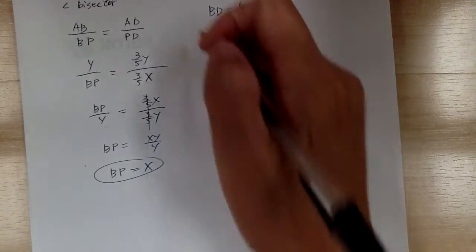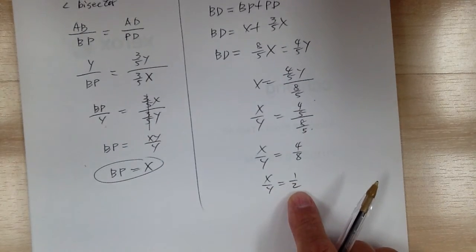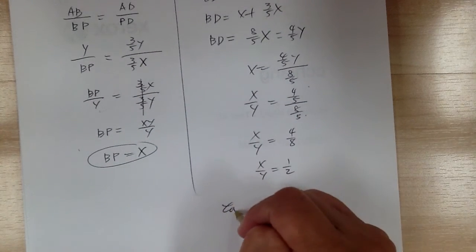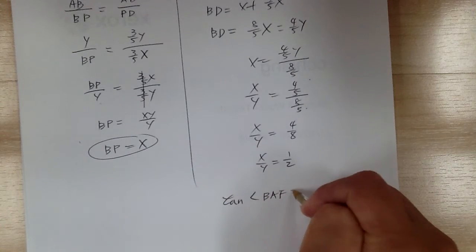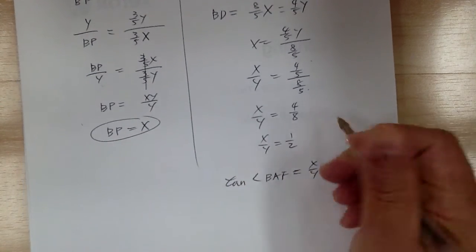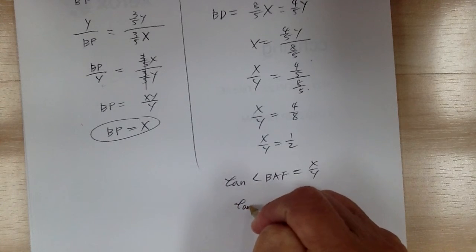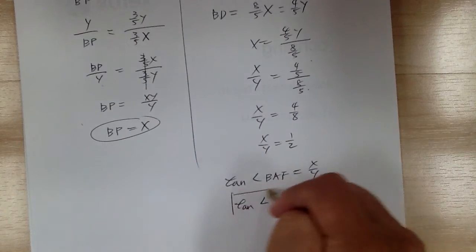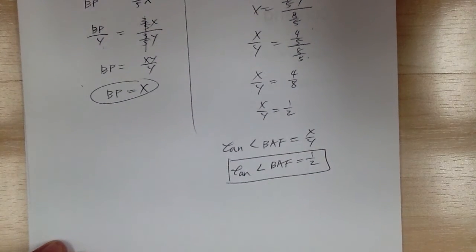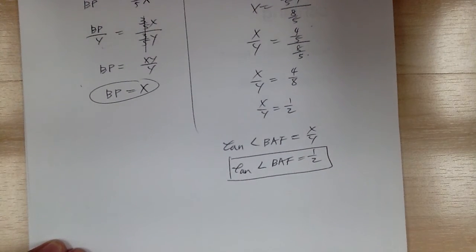Okay, once we find x over y equal to 1/2, then we can find the tangent. That's what we're looking for. Tangent of angle BAF is equal to x over y. So tangent of angle BAF equal to 1 over 2. Okay, now next thing we need to do is look for PD.